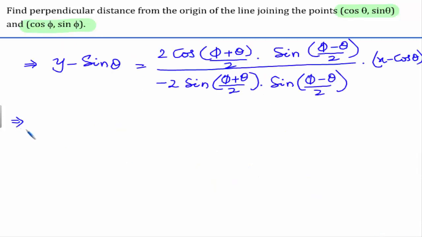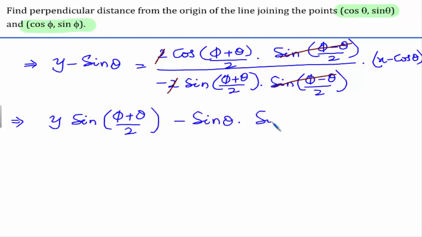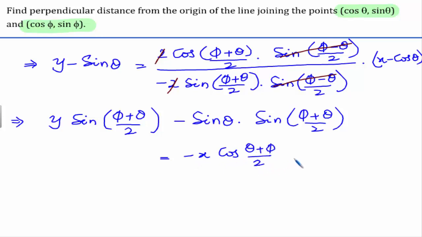Now let us cross multiply them. Here these two terms get cancelled, and when we cross multiply we get 2 into, here 2 also gets cancelled, and we get only y into sine phi plus theta by 2 minus sine theta into sine phi plus theta by 2, that is equal to minus x into cos theta plus phi by 2 plus cos theta into cos phi plus theta by 2.